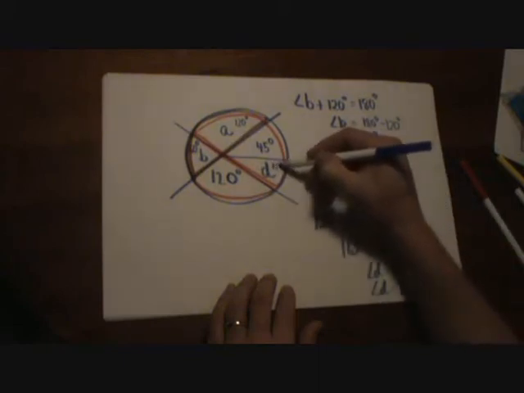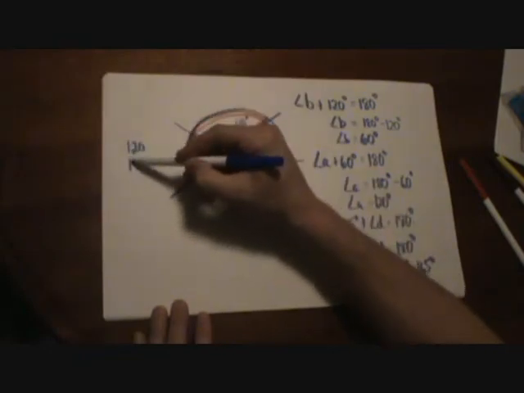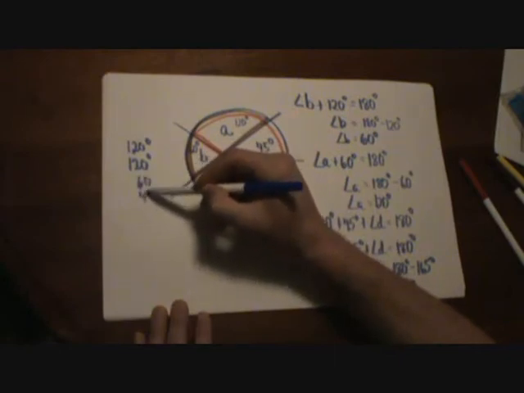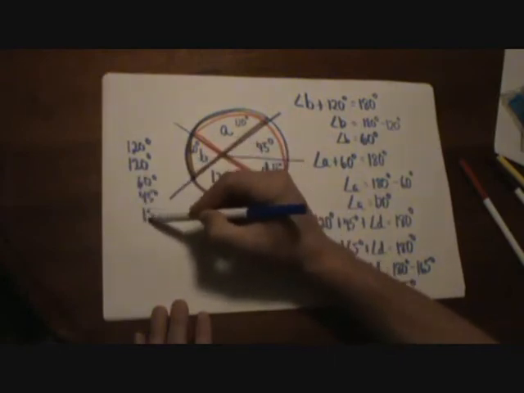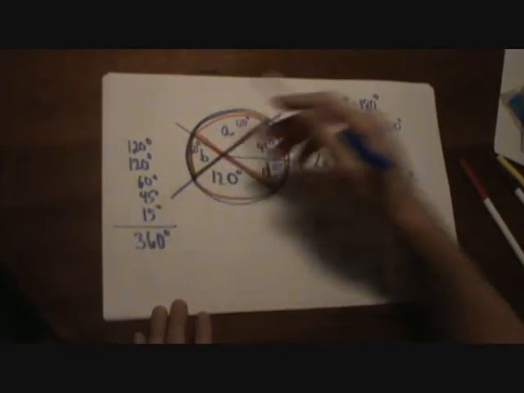In order to check my work, what I'm going to do is add everything up, make sure it equals 360, because the 360 is the whole. So I've got 120, another 120. I've got 60, 45, and 15. When I add those things up, it equals 360 degrees.